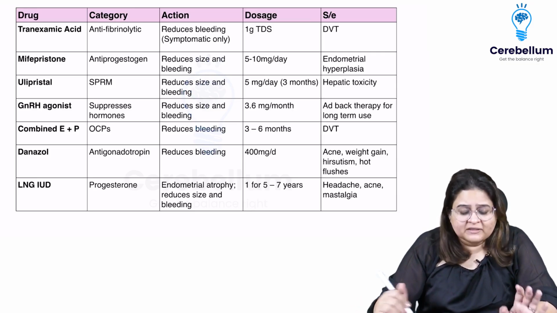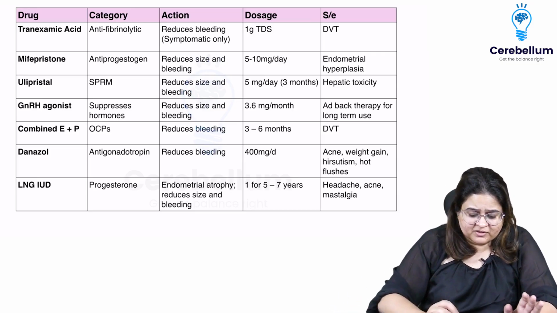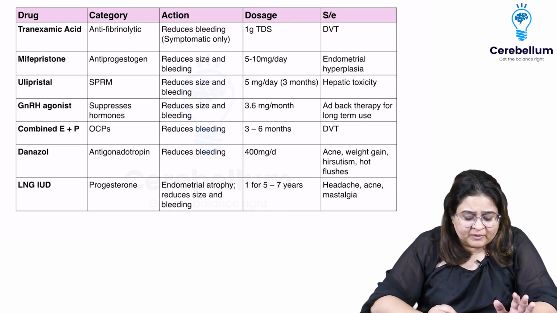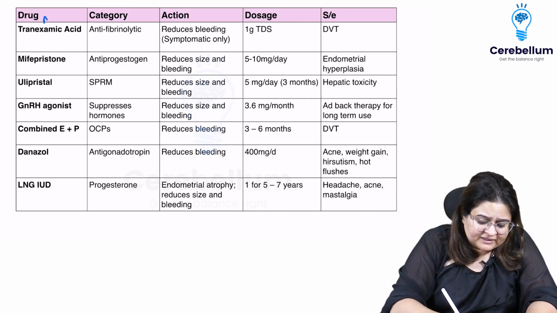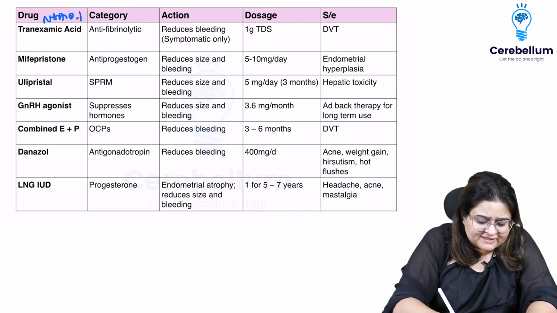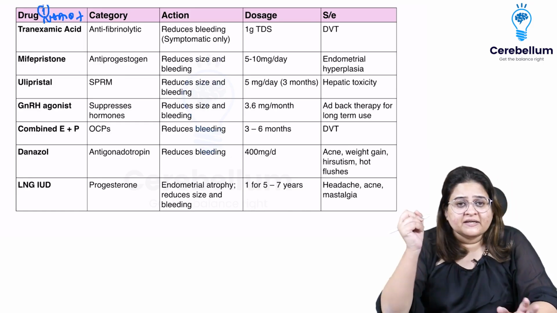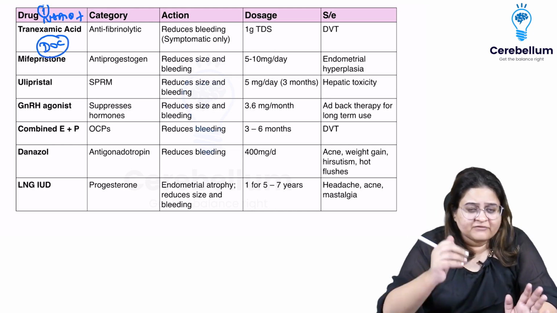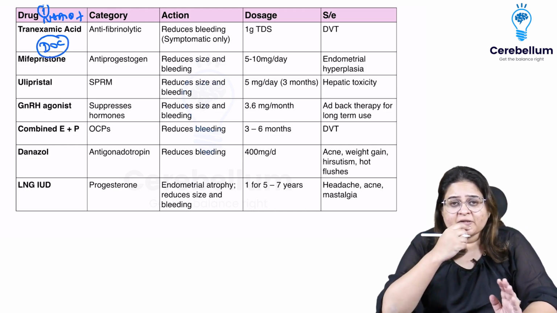Now, what are the medical management options we have? Okay, so this is an important table. I'll tell you what you need to know in this table. Remember, the drug of choice is usually an NSAID. So just add NSAIDs here. NSAIDs plus tranexamic acid is the drug of choice. Or if we have to choose amongst both, it depends on the symptom.